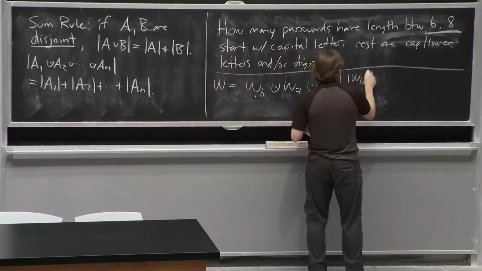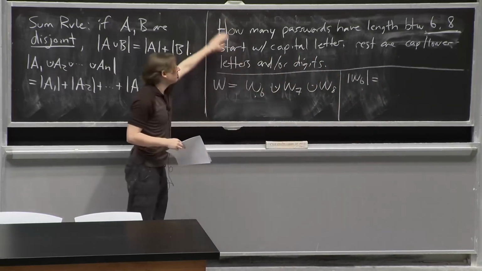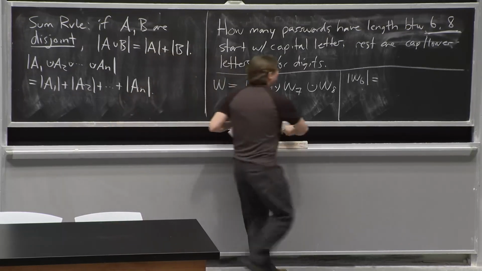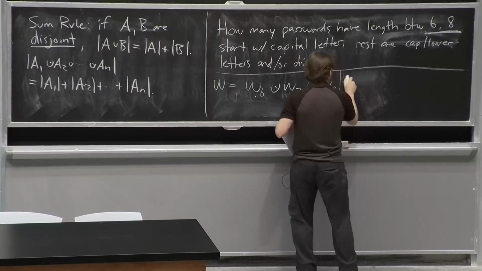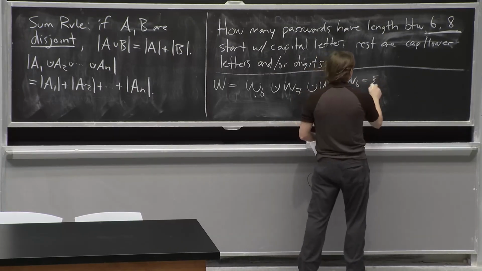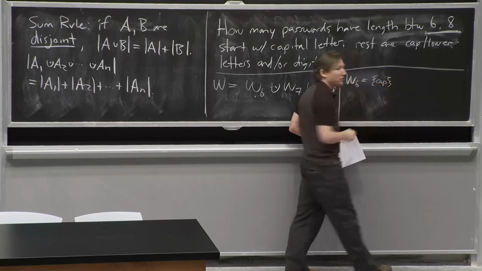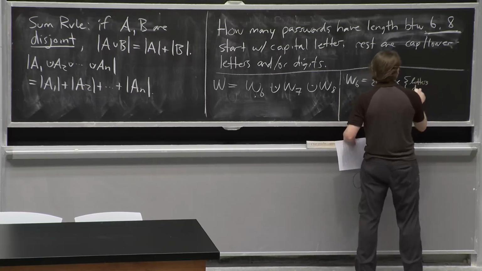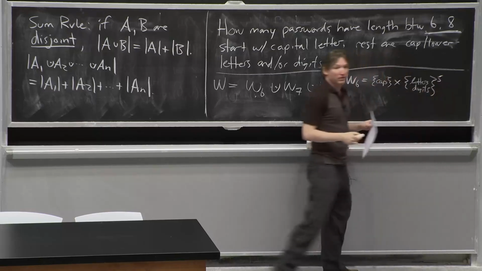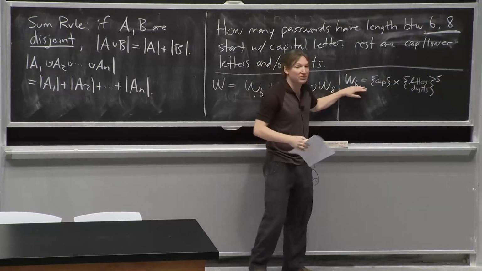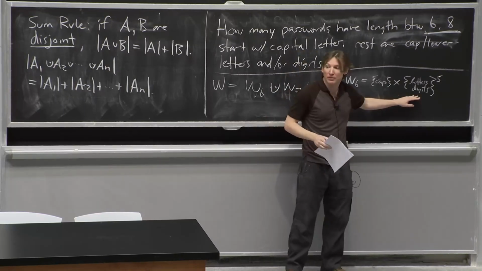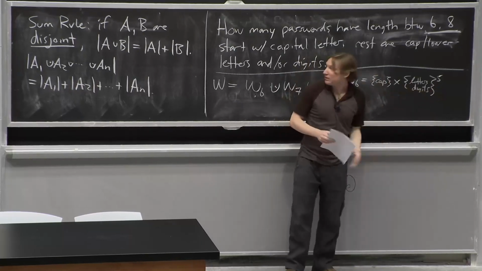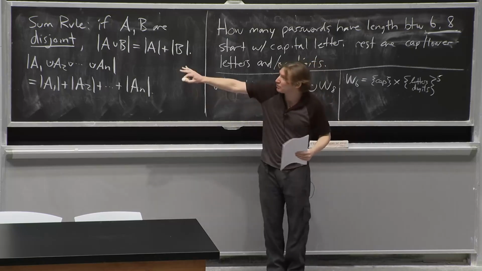So what is the size of W6? How many passwords satisfy this property? Well, I claim the set W6 itself is the set of capital letters for the first entry times the set of letters or digits to the 5th for the other 5 entries. This is exactly what this set is. The first entry has to be a capital letter. The other 5 characters can be anything from this set. So we have this product of 6 sets, and that brings us back to the regular product rule.